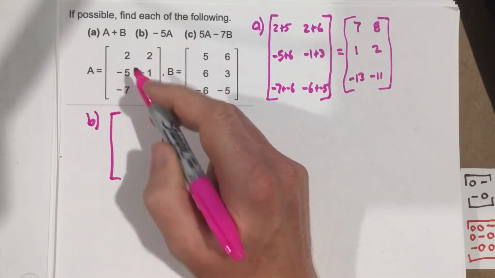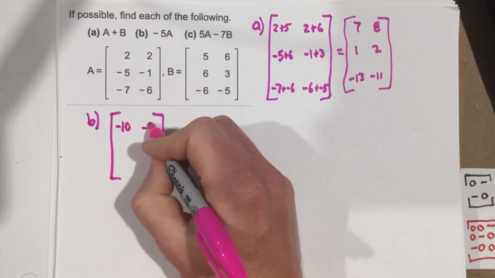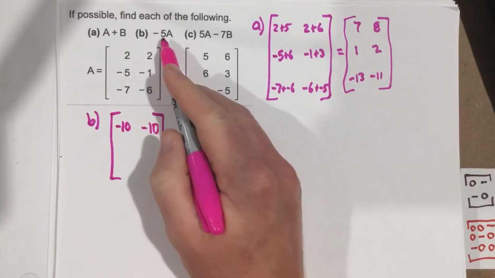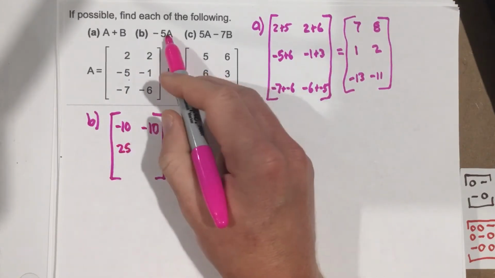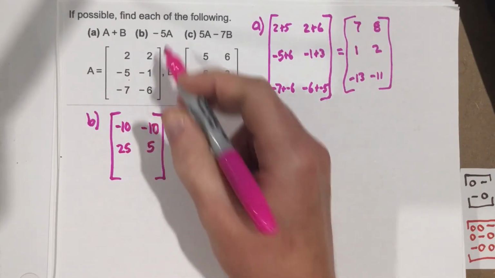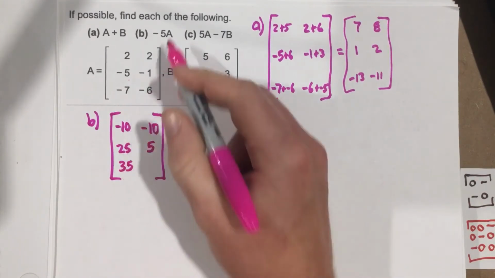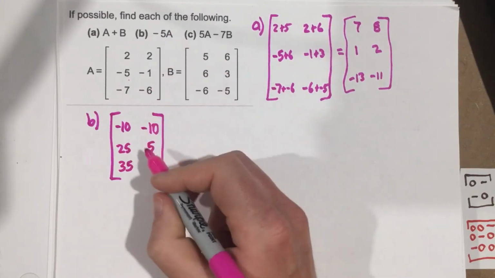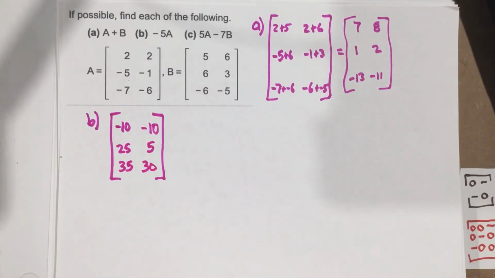Negative 5 times 2, negative 10. Negative 5 times this 2, negative 10. Negative 5 times negative 5, 25. Negative 5 times negative 1, that's going to be 5. Negative 5 times negative 7 is 35. And negative 5 times negative 6 is 30. And that's negative 5 times A.